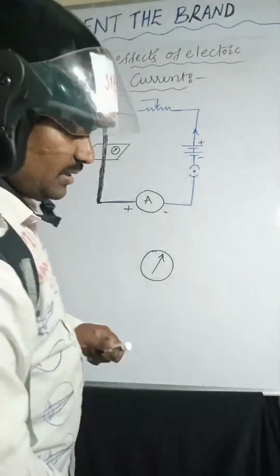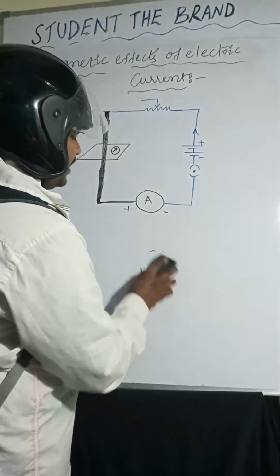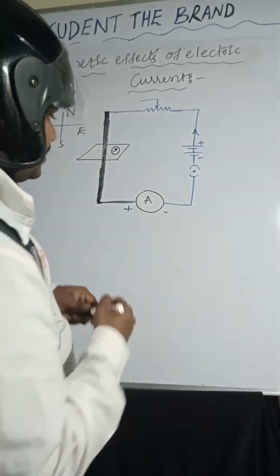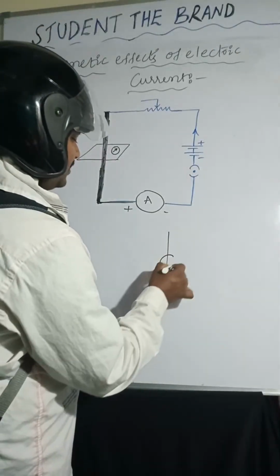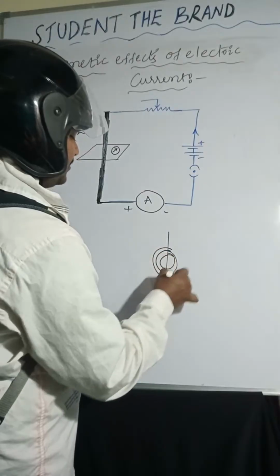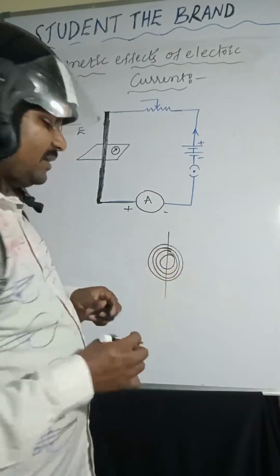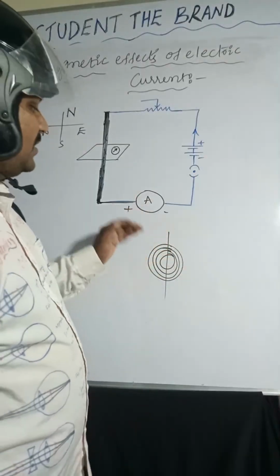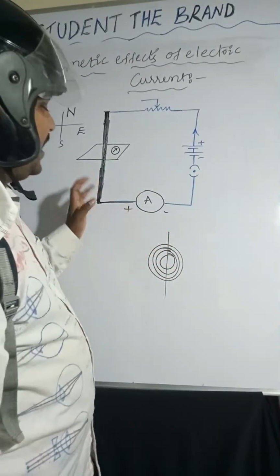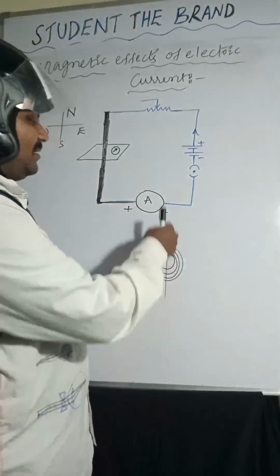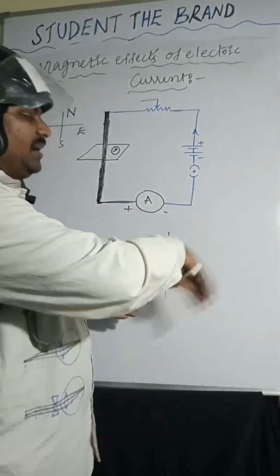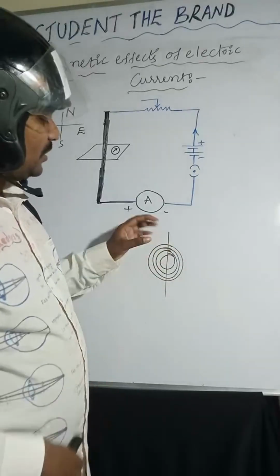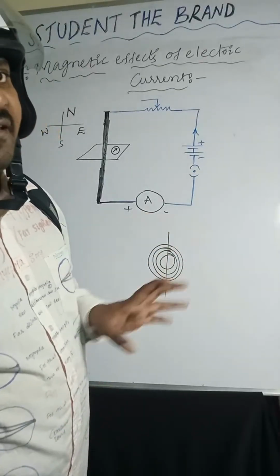The magnetic field will be around the conductor in the form of concentric circles. What is the meaning of concentric circles? Taking the center of the rod, around it the magnetic field will be formed. Those are called concentric circles.